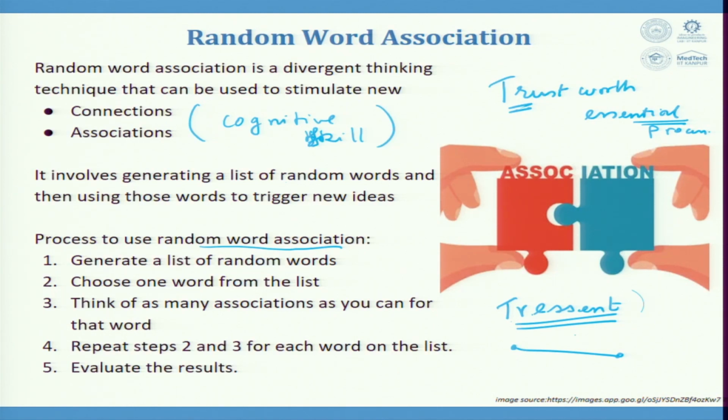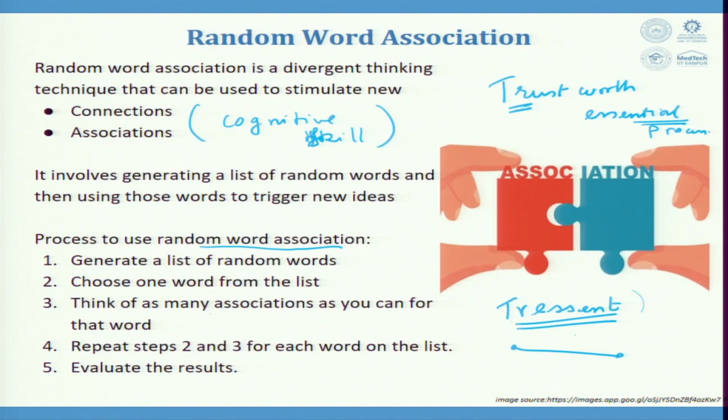So, here also it is a group event. You put a lot of people, give the problem statement, and ask them to generate words. Then choose one word from the list. Think of as many associations as you can for that word. If I say beautiful, like a cat, like a dog, like a peacock, like some character, like Mona Lisa, right. So, you are trying to associate all these things with that word. Then repeat step 2.